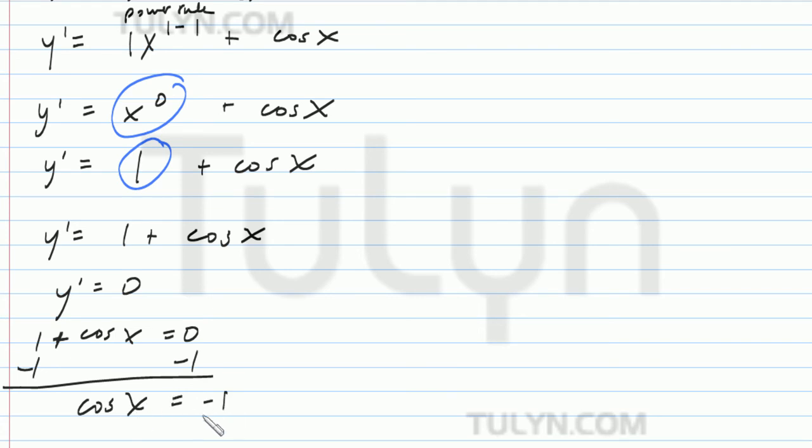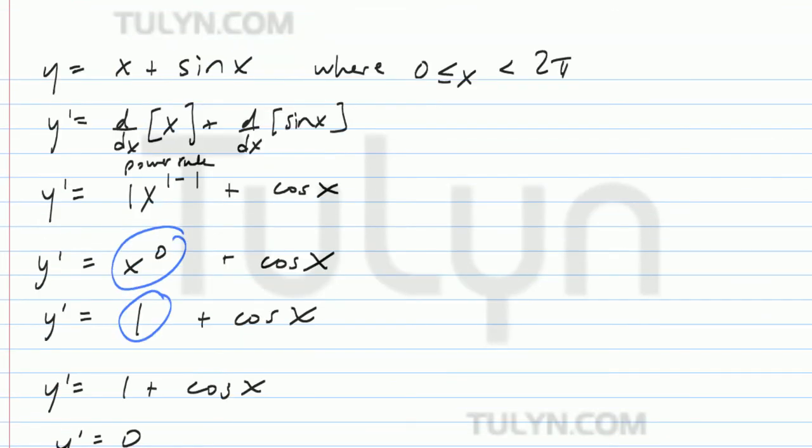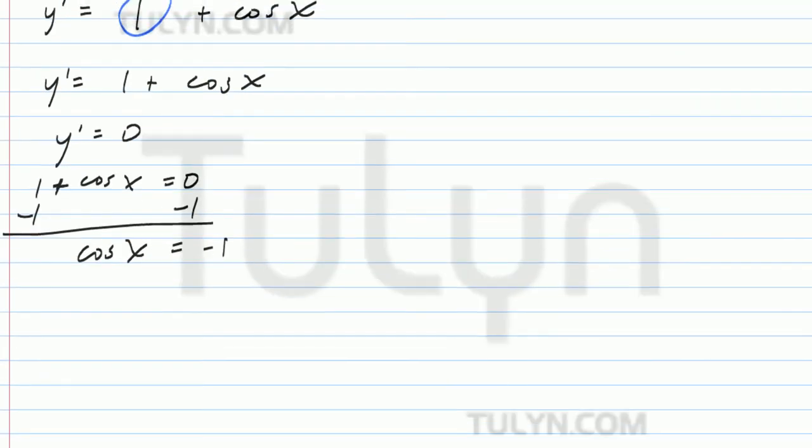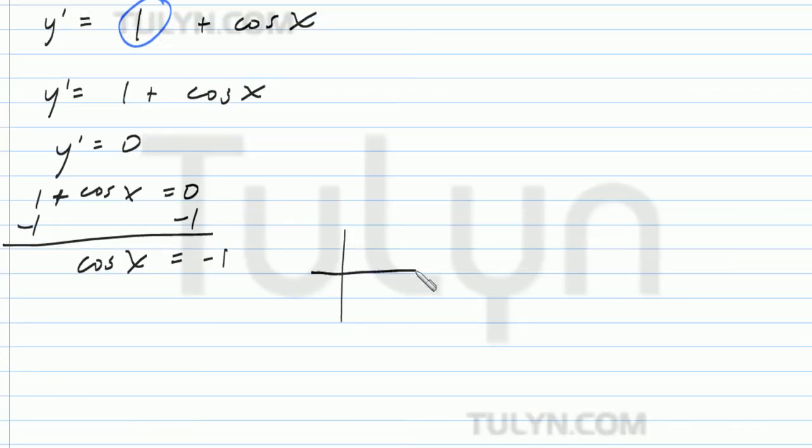So where do you know that cosine is negative 1? If you really think about it, you're given a range of 0 to 2 pi, and if you draw your graph, you're going to notice it goes like this, to this, to this, to this, right? This is 2 pi, this is pi, and where cosine is negative 1 is pi, right? So x equals pi.